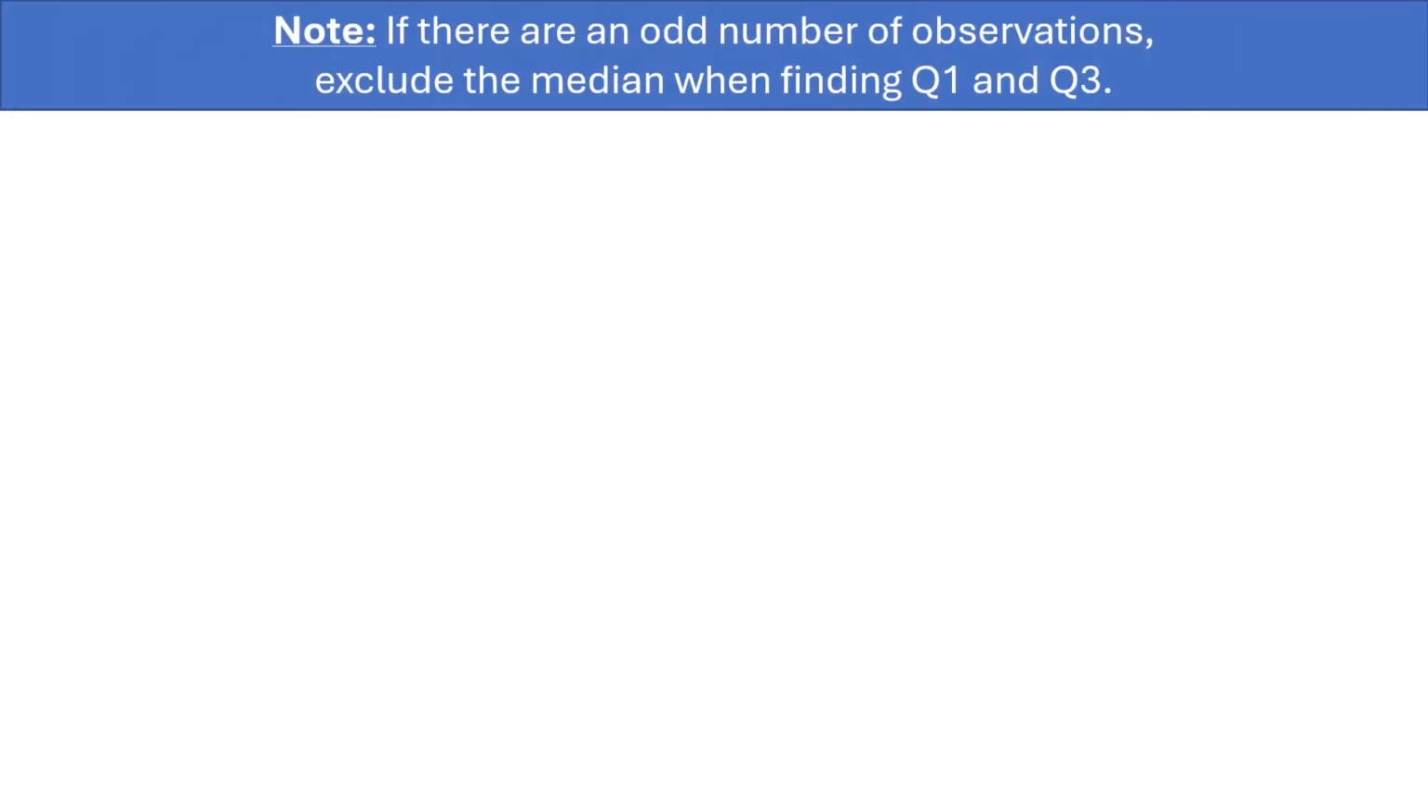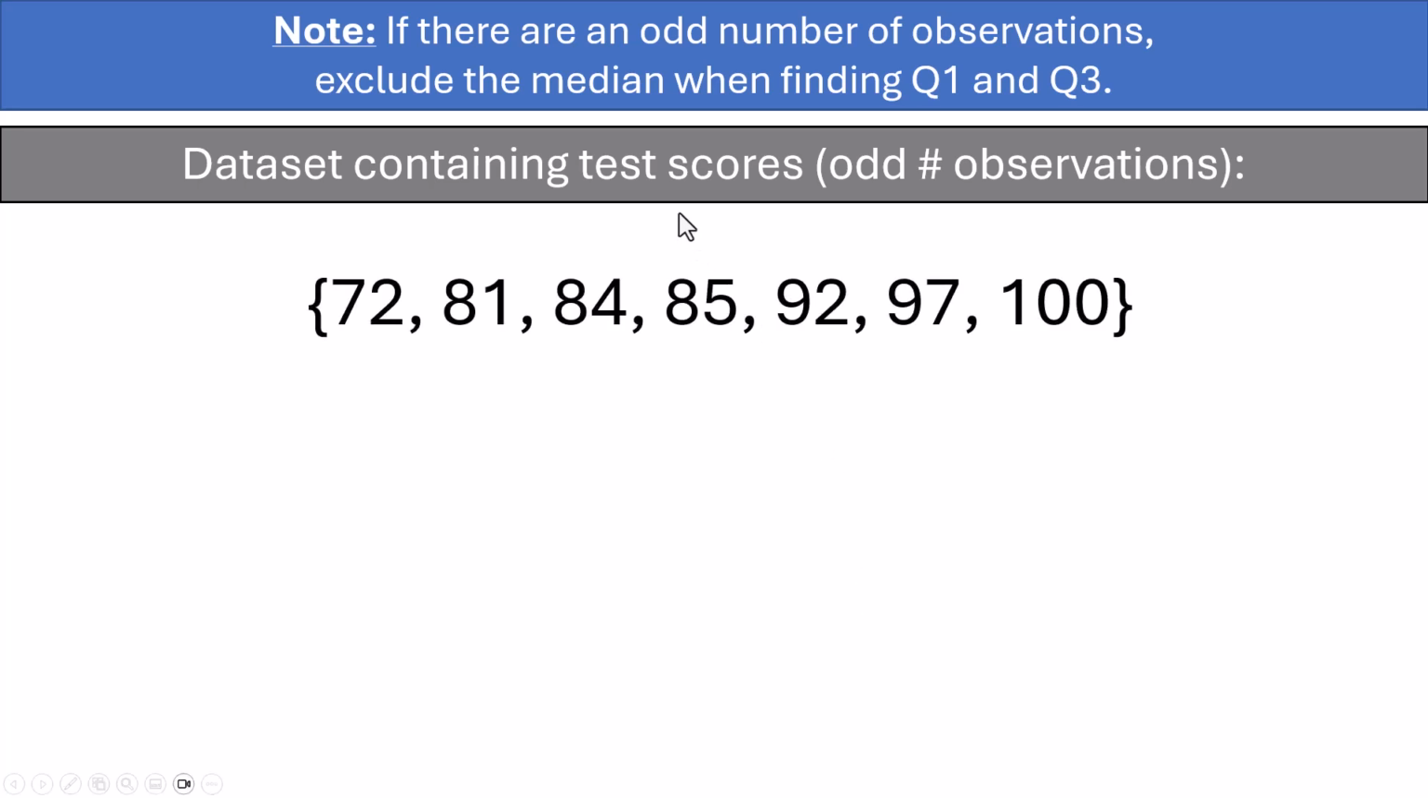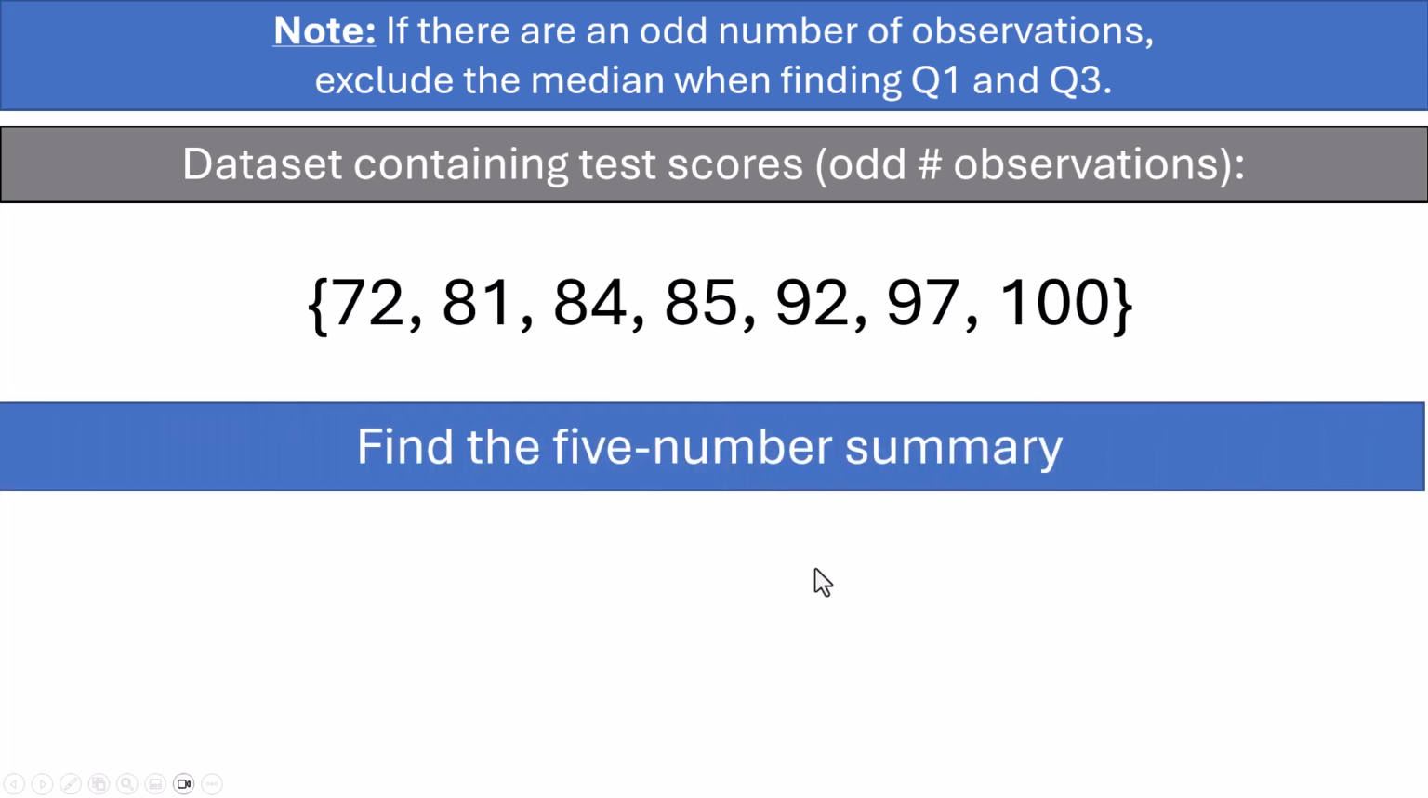Note that if there are an odd number of observations, we exclude the median when finding Q1 and Q3. Let's look at an example of that. Here is a dataset containing test scores where we have an odd number of observations. Let's say we are asked to find the 5-number summary. Well, to find the 5-number summary, we need to find the median, the first quartile, and the third quartile. We also need the minimum and the maximum, but those are easily found just by looking at the dataset.